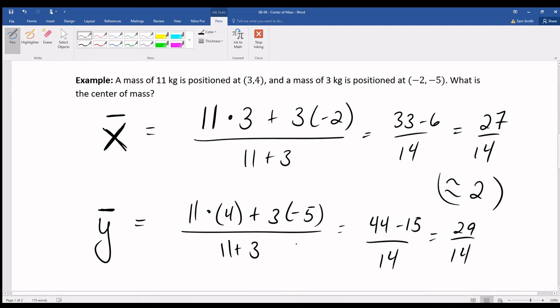And that process can be extended to however many objects you want to deal with. Now in the next video, we'll be treating the case that we don't have n separate objects, but rather we have a single flat sheet, a single plate, maybe made of metal, but of an irregular shape. How then can we find the center of mass of an irregularly shaped plate?